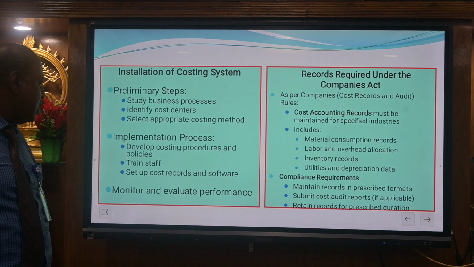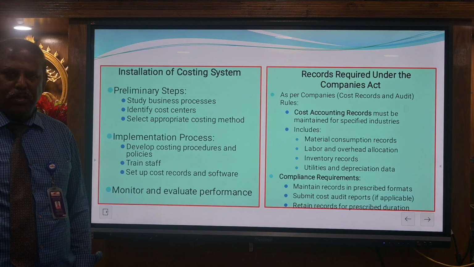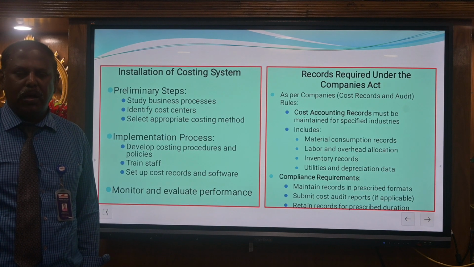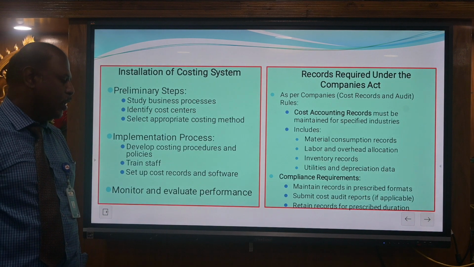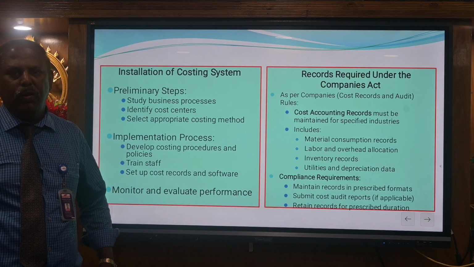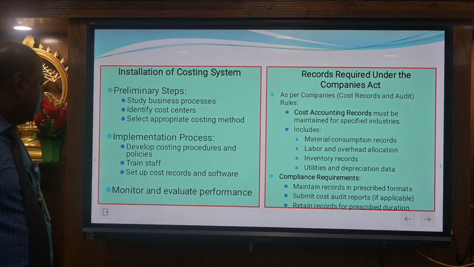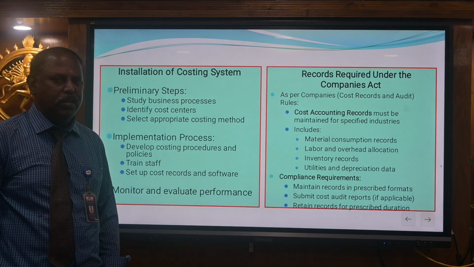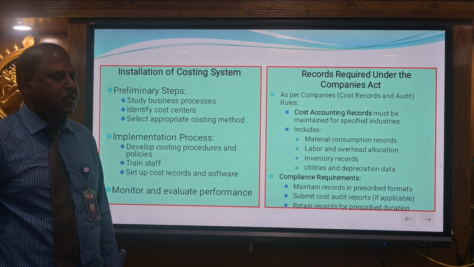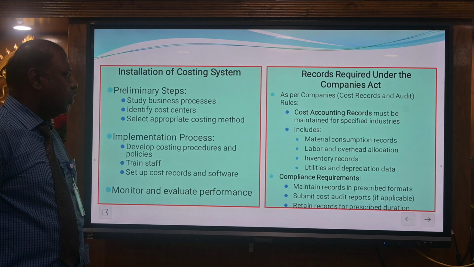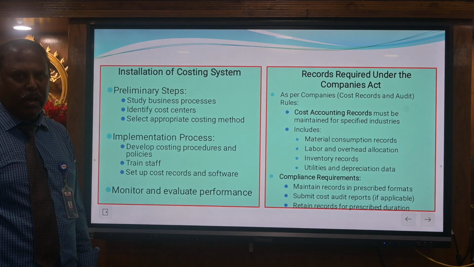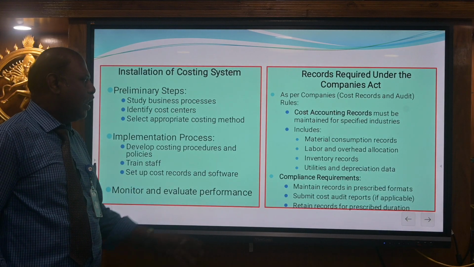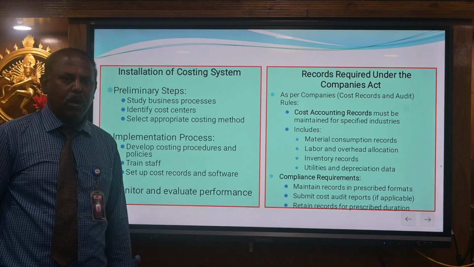Then the third one is setting up cost records and software. When you record the costing system, we have to maintain some records for future activities. At the same time, we can use some software to record the data. Then we have some rules regarding the costing system based on the company's accounts. As per the Companies Act, that means costing records and audit rules, we have to maintain the cost accounting records.